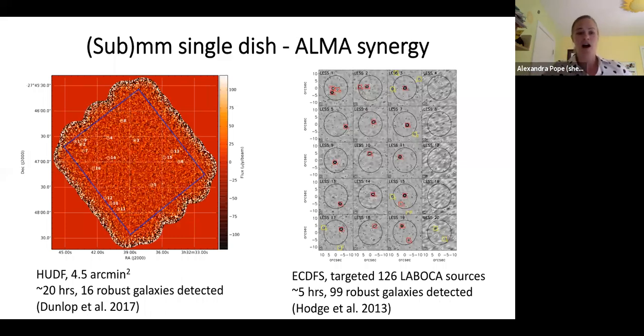And so here's a map taken with ALMA. So this was 20 hours on the Hubble Ultra Deep Field, and you can see there's about 16 robust galaxies in here, which you can very quickly associate to their optical counterparts because of the resolution. But this isn't a very efficient way to survey very large patches of the sky. This is just 4.5 arc minutes squared, and we need to probe large areas to overcome cosmic variance.